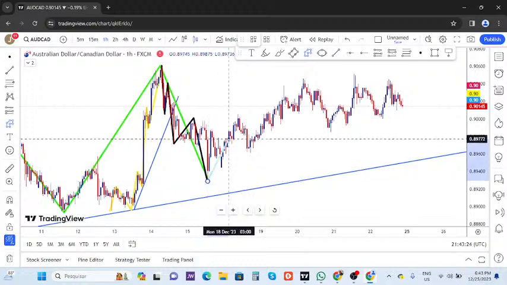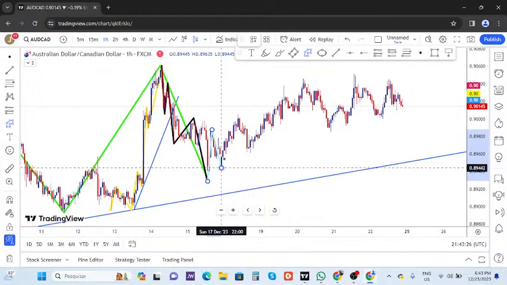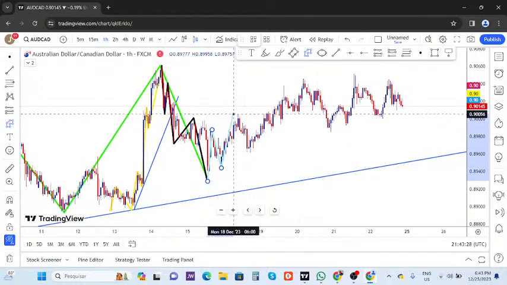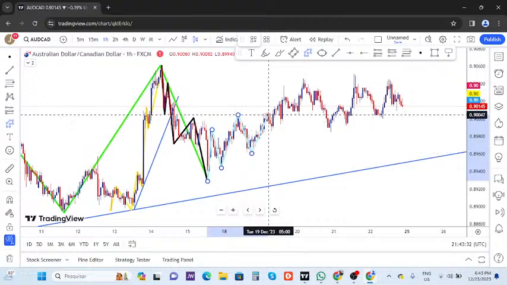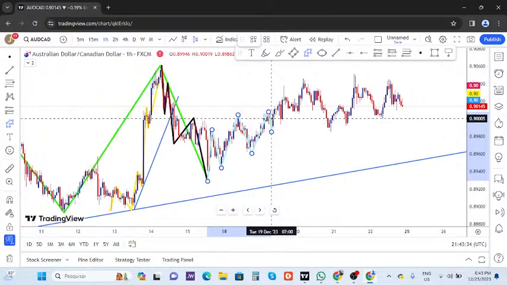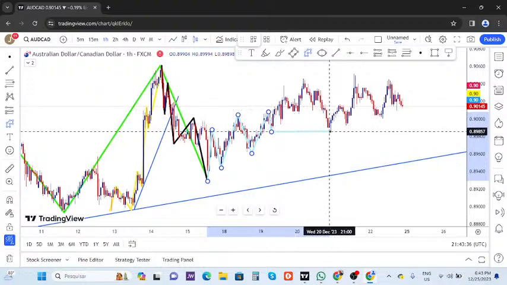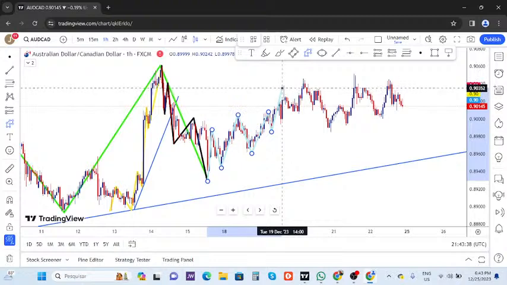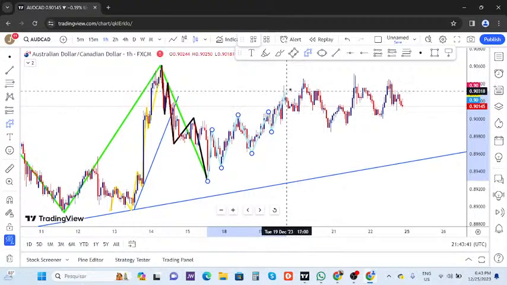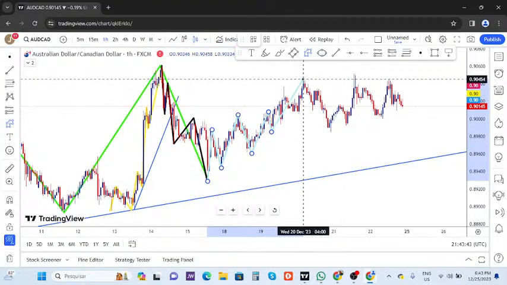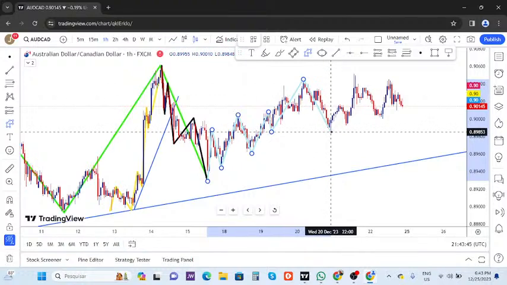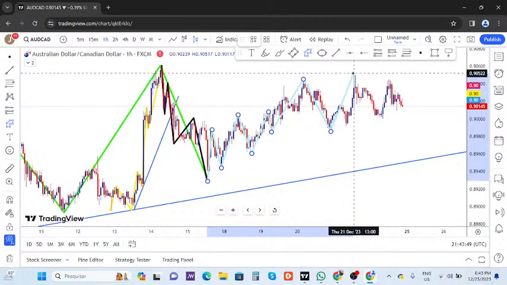Higher highs, higher low, higher high. Okay, yes, higher highs, higher low, higher high, higher low. And because we have a new low here, we are going to extend this. We're not going to consider this low and this high. We're going to just extend this like this, higher high and higher low. Okay, higher low here and higher high, and we are here.